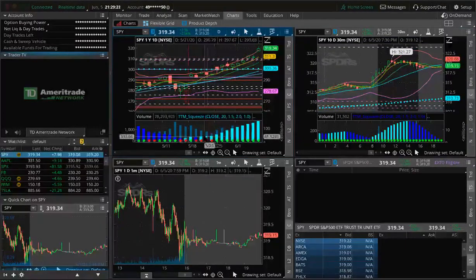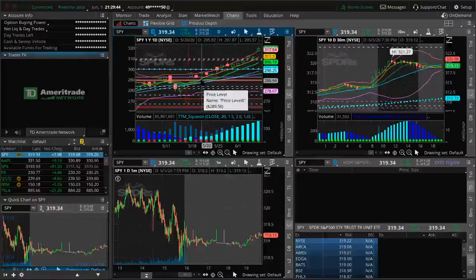Look at the TTM squeeze, bullish momentum, daily chart, golden cross combined with the TTM squeeze. This alone gives you confirmation: buy signal, TTM squeeze, bullish momentum on the very same day that we got a golden cross. No coincidence. I don't believe in coincidences. I trade the charts. You should too.